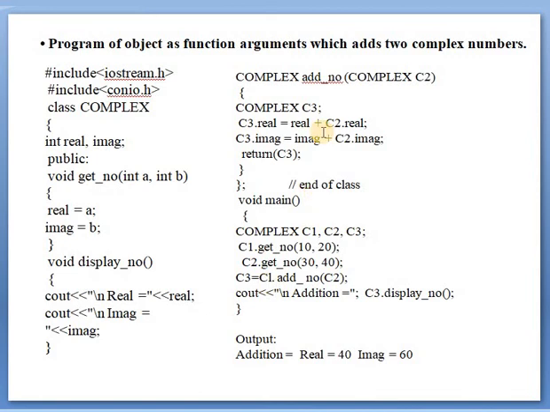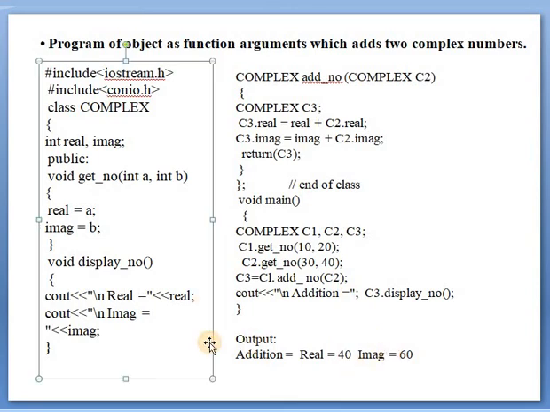Now see here, C3.real equals real, that is 10, plus C2.real. What is C2.real? C2.real is 30. Now 10 plus 30 is 40, and in the case of the imaginary number, 20 plus C2's imaginary number 40 is 60. So for the addition, C3.display shows 40 as the real number and 60 as the imaginary number. This is the program to add two complex numbers.